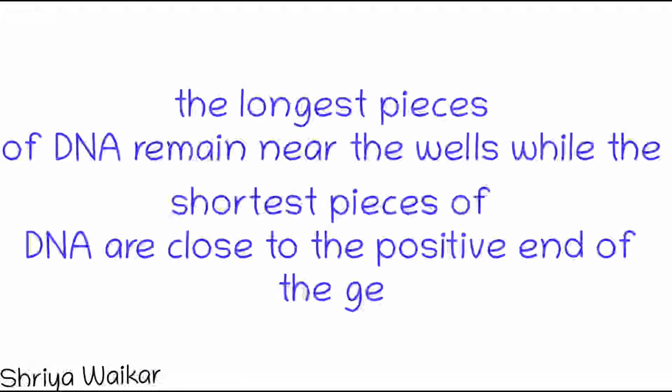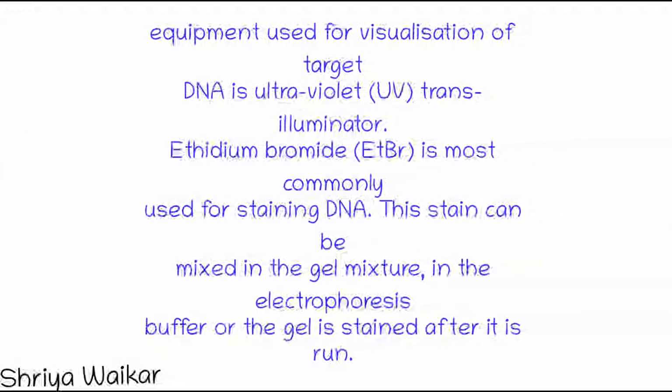Then, visualization of the DNA fragments. The equipment used for visualization of the target DNA is a UV transilluminator. Ethidium bromide is most commonly used for staining the DNA. This stain can be mixed in the gel mixture or in the electrophoresis buffer, or the gel is stained after it is run. The molecules of ethidium bromide intercalate within the DNA and fluoresce under UV light. Despite its advantages, ethidium bromide is a potential carcinogen, so it must be handled with great care.